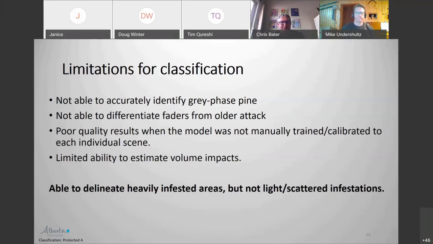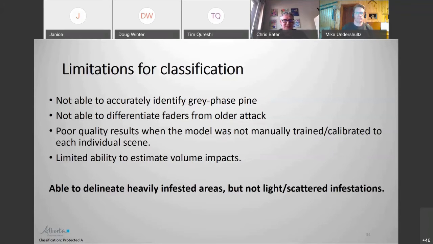The other issue we had is, remember, we weren't able to create a single date mosaic. And so Castless really had 19 individual images that they were looking at, trying to calibrate and validate the classification on, and they couldn't find red attack in all 19 of those images.